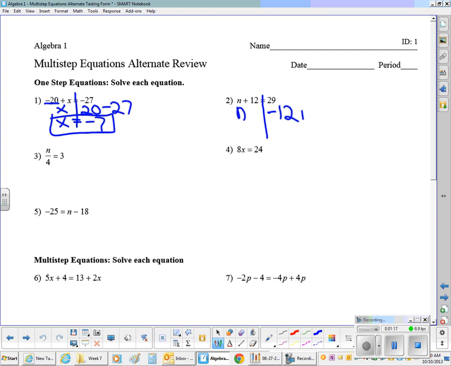The 29 stays. And so we got n equals, and then you have to calculate what's negative 12 plus 29. Well, we take away a 1 from the 10, so we get 1. Take away 2 from the 9, so we get 7. So n equals 17.